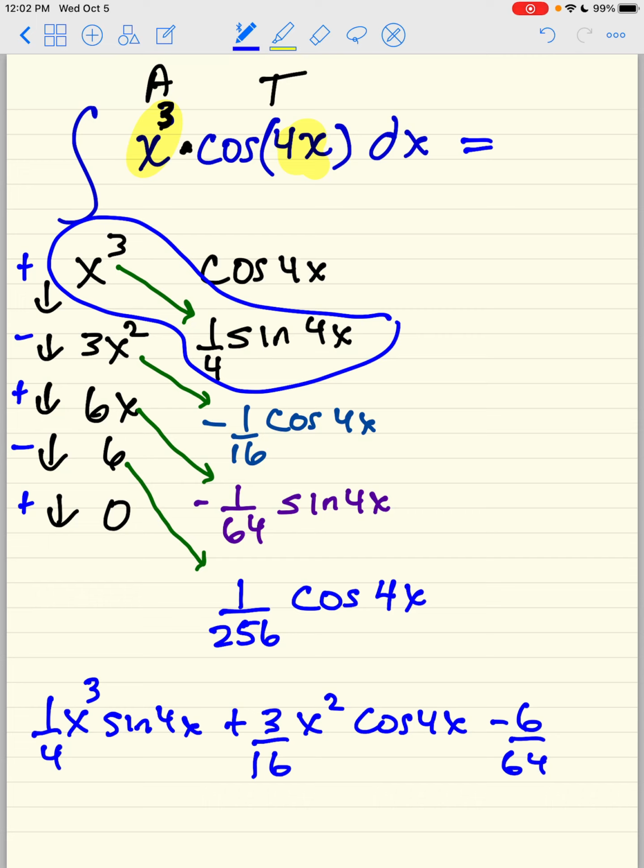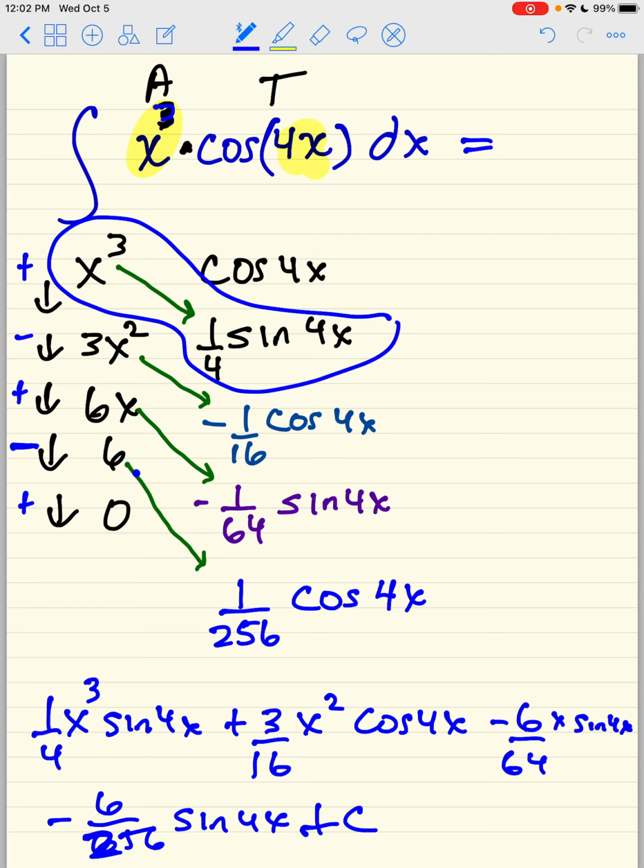I'm not going to reduce anything right now. Times x, and then sine 4x, and then 6 times 1 over 256, but it's a negative because of this person here. And plus c. So that's how we do, 256 here. So that's how we do this type of problem.